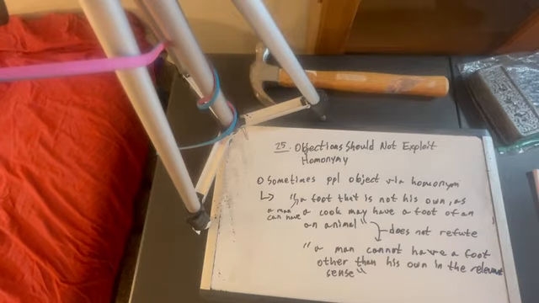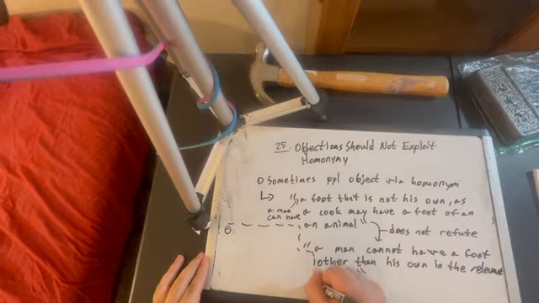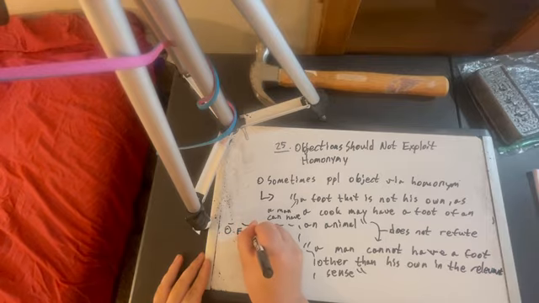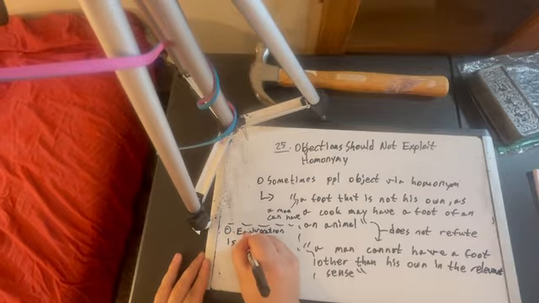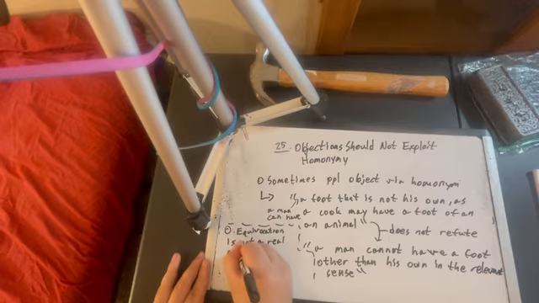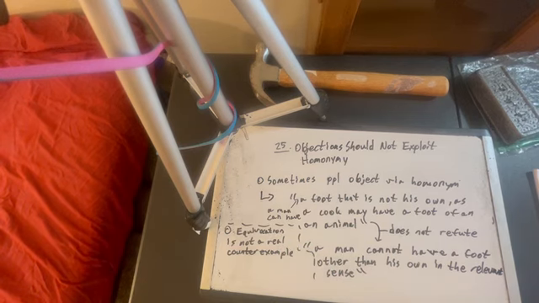So a valid objection must attack the intended meaning, not a homonym. Right? Equivocation is not a real counterexample. All right. Let's move on to the next point.